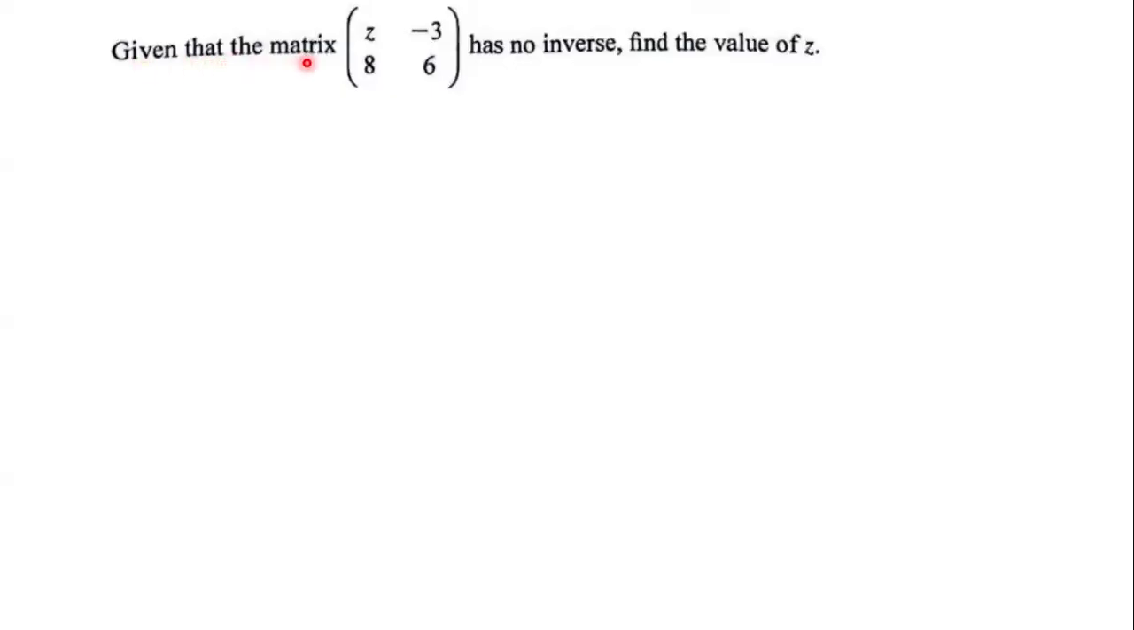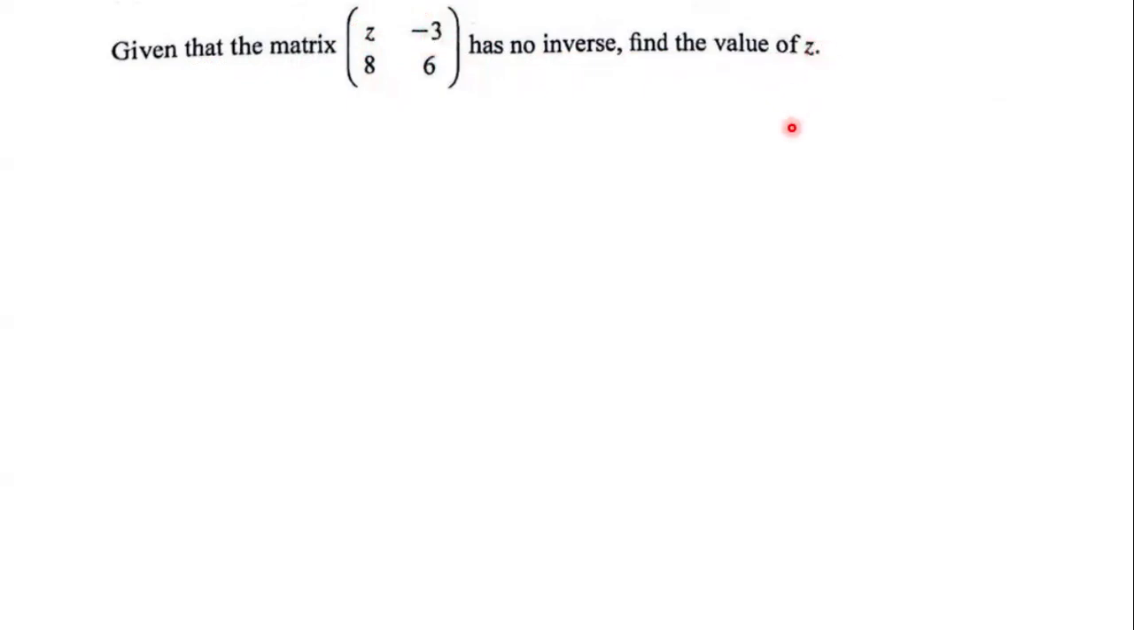Given that the matrix, which contains the entries 7, -3, 8, and 6 has no inverse, find the value of Z. And so we are told that this matrix has no inverse. And using that information, they want us to find what is the value of Z.